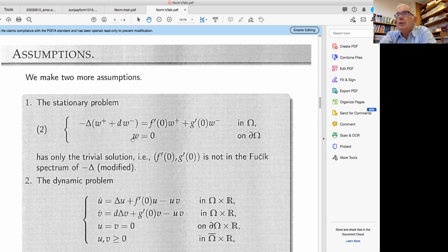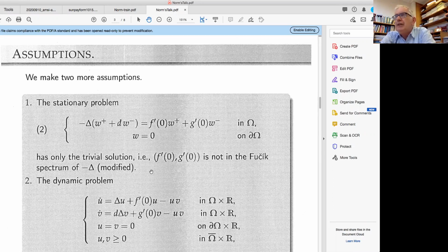So it's something that's linear-like but not linear. And our assumption is that this equation has only the trivial solution. In the case where d equals 1, quite a lot is understood about when this happens, and that's work of Fučík, who did this a long time ago, and various other people have done various things on this. But that's the first condition we need.